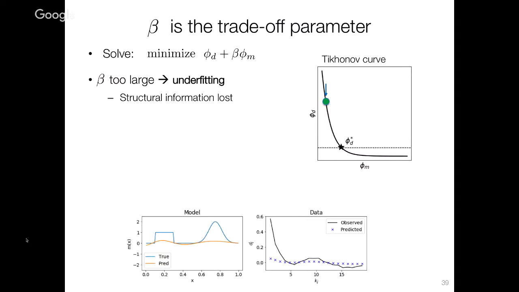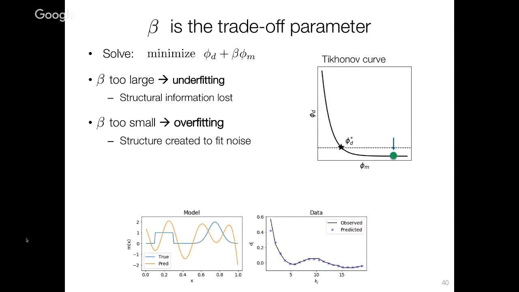So overall, just to summarize, beta is this trade-off parameter. If it's too large, we're going to underfit the data, so we're not going to get a good representation of the data, and we haven't captured all of the structure that we want. If we're sitting up here and we overfit the data, we do a great job of fitting the data, but we've thrown the baby out with the bathwater as far as the inversion goes. So we want to be someplace in this kink here.